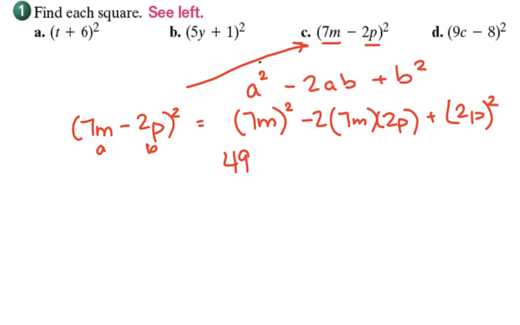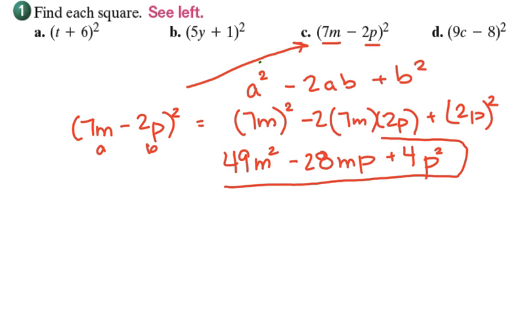All right, so 7 squared is 49. Then we have that m squared. 2 times 7 is 14. 14 times 2 is 28, and there's negative, so it would be minus 28, and then we have m times p. And then 2 squared is 4, p squared is just p squared. This would be your answer. Okay? Any questions, please see me. We're going to go ahead and go on to example 2.